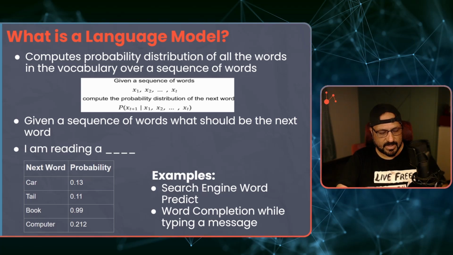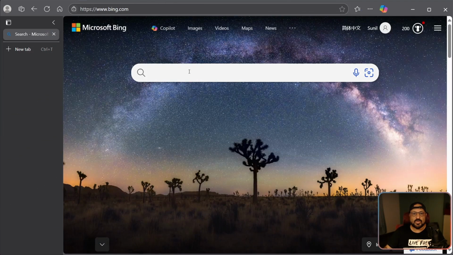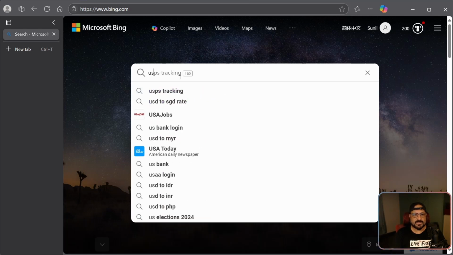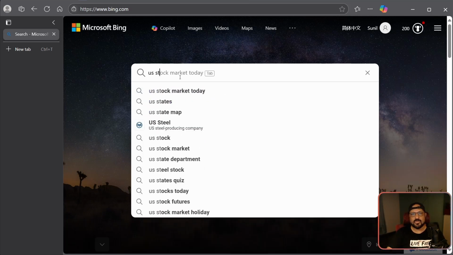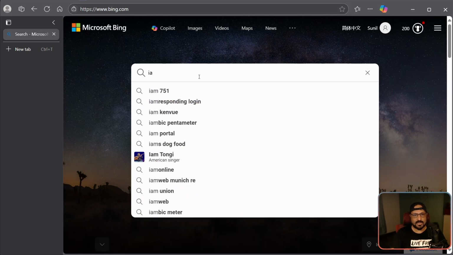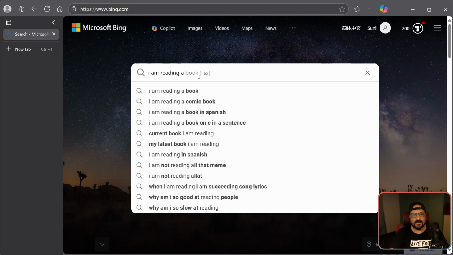So let me give you an example of how that looks. So I am in Bing, but you can use any search engine. Let's say I start searching for US and I type ST, just five letters. Now it gives me suggestions of the possible completions. The first one, which is the highest probability one, is the US stock market, and this is exactly what I was looking for. All right. So for example, let's try "I am reading a", and see, the highest probability is book.